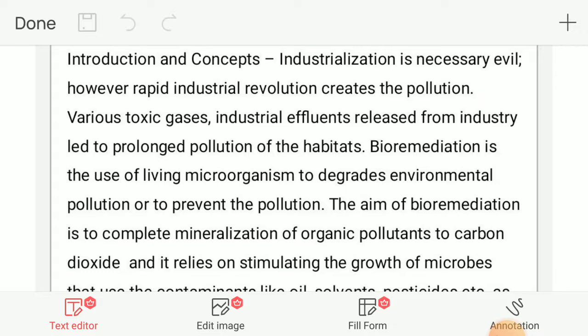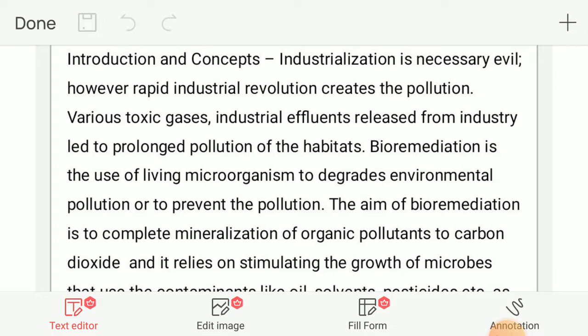For this, bioremediation is a remedial activity that is applied to reduce the rate of pollution, to minimize the rate of pollution as such. Bioremediation is the use of living organisms to degrade environmental pollution or to prevent the pollution. It means that biological tools can be utilized to minimize the rate of pollution to such an extent as to prevent the pollution as such.